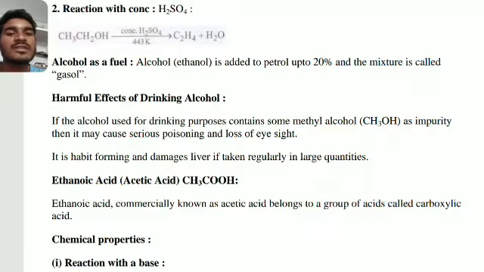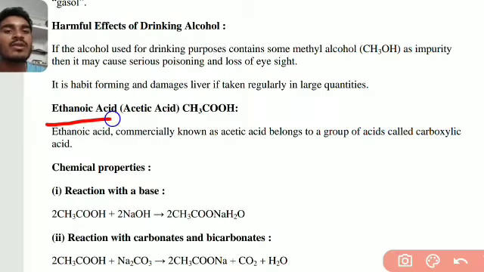And now we'll see ethanoic acid, or acetic acid. What is ethanoic acid?